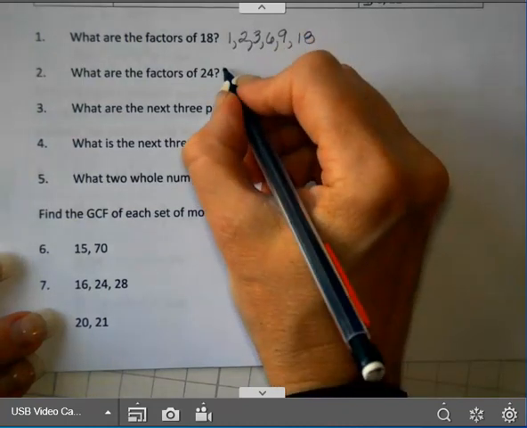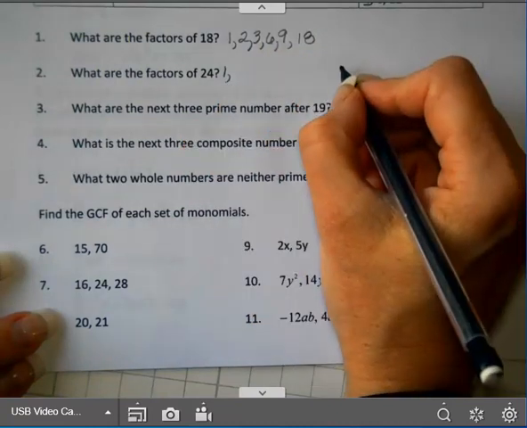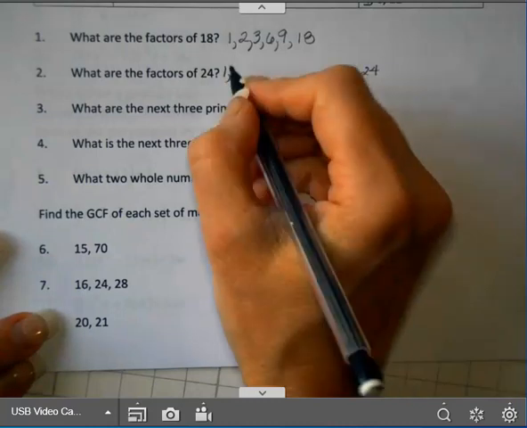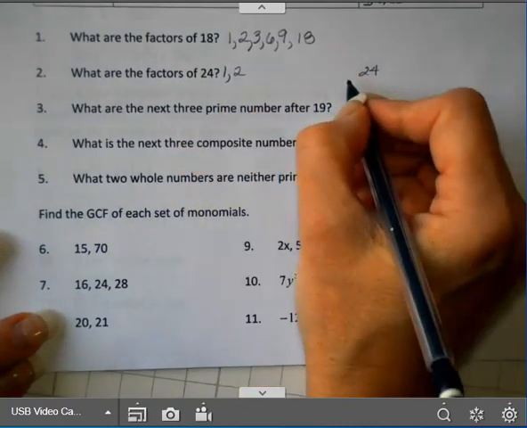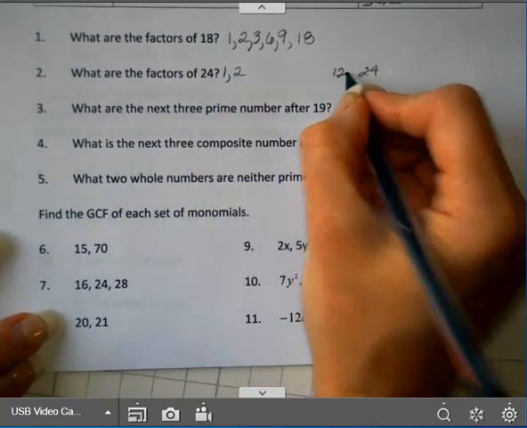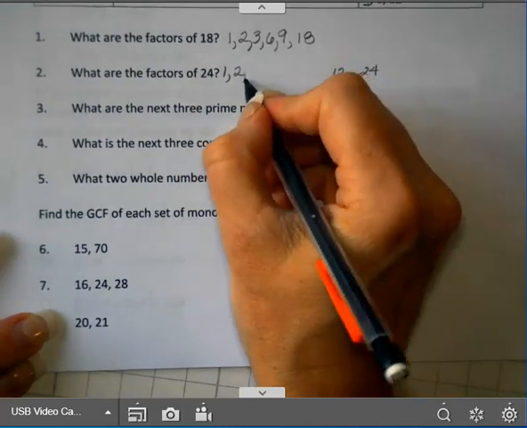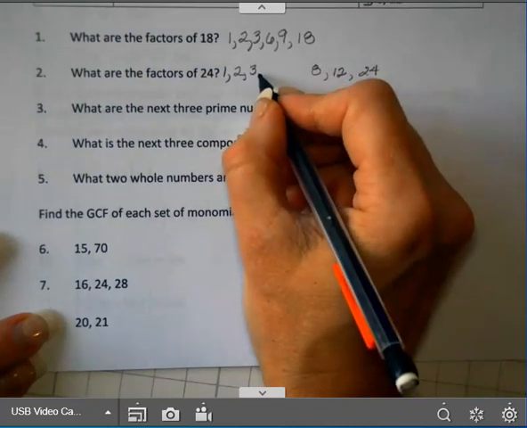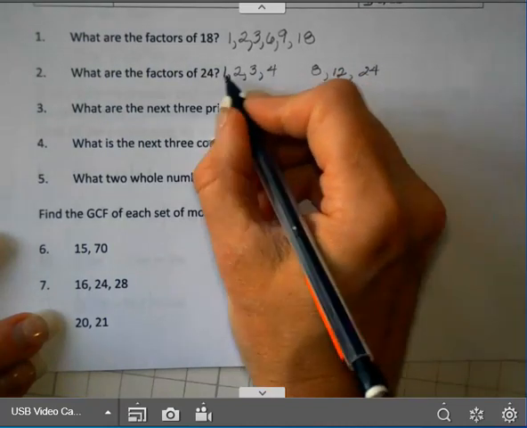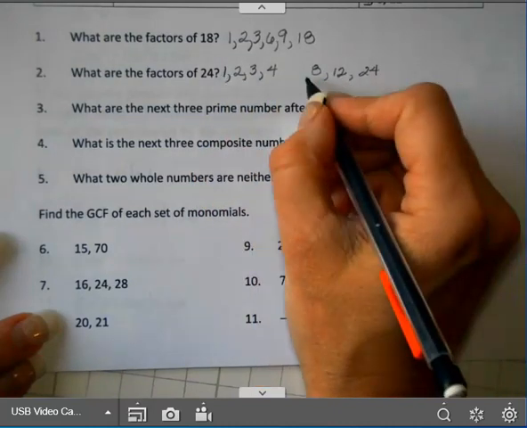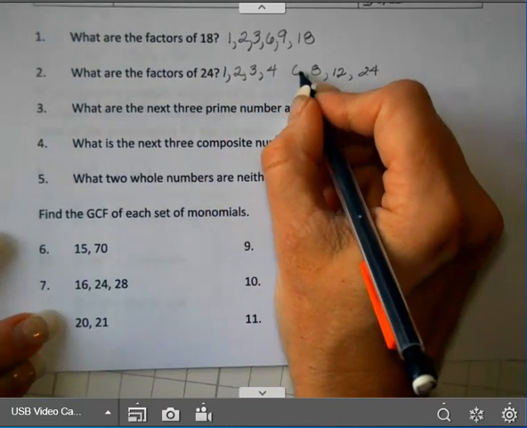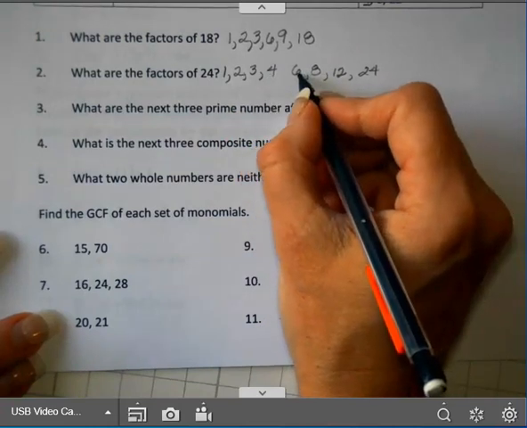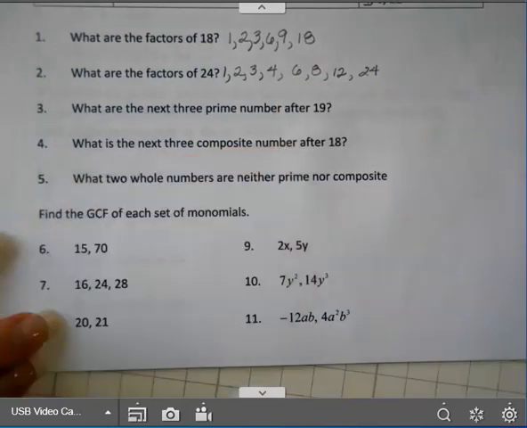Factors of 24. You have 1, I'm going to skip some space and write 24. Next number after 1 is 2, so I have 2 and 12. Next number after 2 is 3, 3 goes into 24 8 times. Next number after 3 is 4, so notice I'm just going up from 1 here. So I have 4 and 6. And the only number between 4 and 6 I have left to test is 5. And 5 does not go into 24, so there's my list.